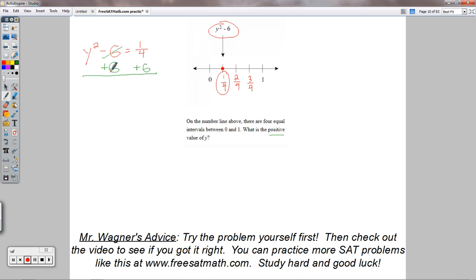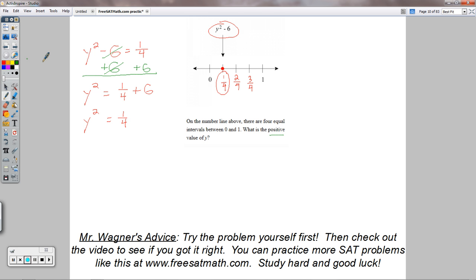If I add 6 to both sides, that will cancel. And I'm left with y squared equals 1/4 plus 6, but we can't write it as 6 and 1/4 like that. Well, we could write it as a mixed number, but that's not going to help us solve for y as easily or as nicely as it would if we were to write this as a fraction. So as an improper fraction, let's write it like this.